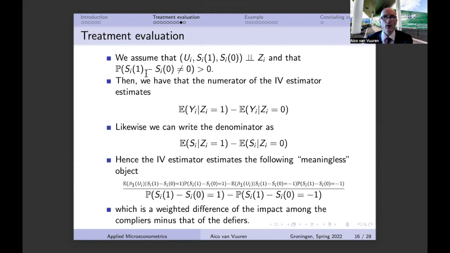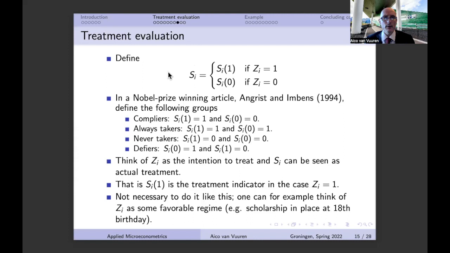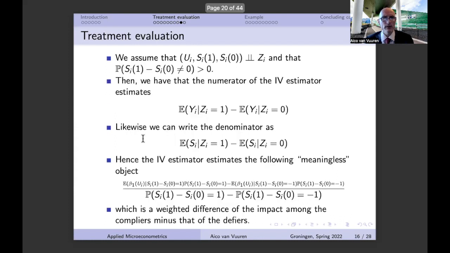Then in addition to that, we also have the assumption that the probability that S_i1 minus S_i0 is different from 0 must be larger than 0. What does this mean? It means nothing else than that we are going to assume that there are either compliers or defiers, and that our population or our data set does not only have always takers or never takers. There must be some individuals that are going to change their behavior based on the value of Z that we have over here.